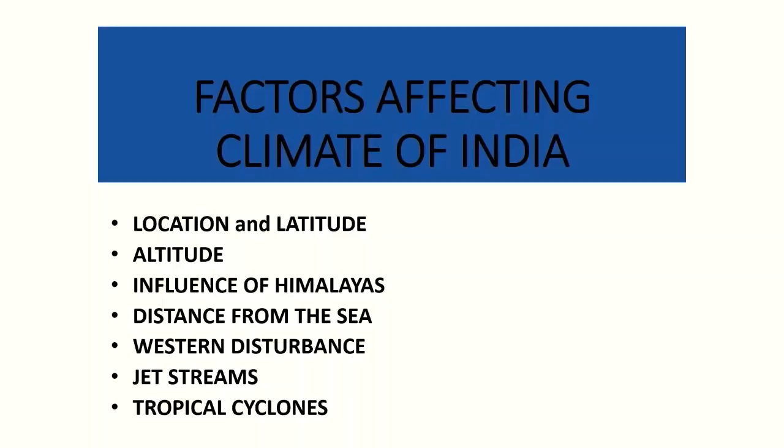Factors affecting climate of India. The main factors that affect the climate of India are location and latitude, altitude, influence of the Himalayas, distance from the sea, western disturbance, jet streams, and tropical cyclones.